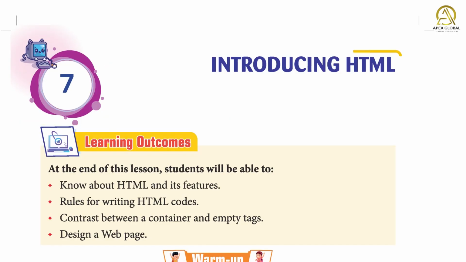Chapter 7, Introducing HTML. Learning Outcomes. At the end of this lesson, students will be able to know about HTML and its features, rules for writing HTML codes, contrast between a container and empty tag, and design a web page.